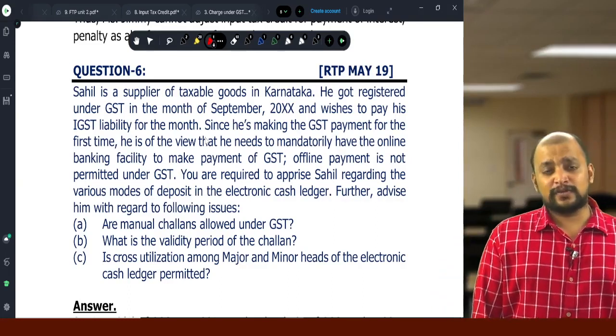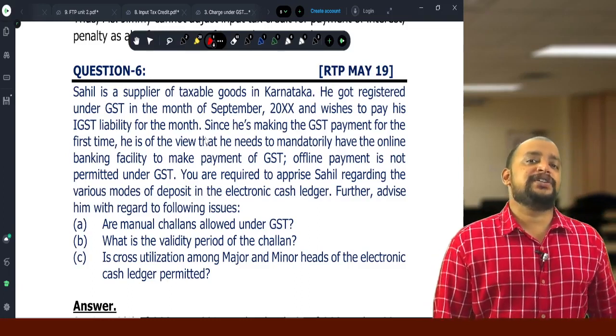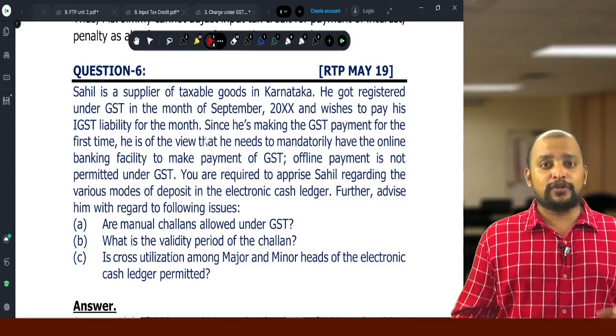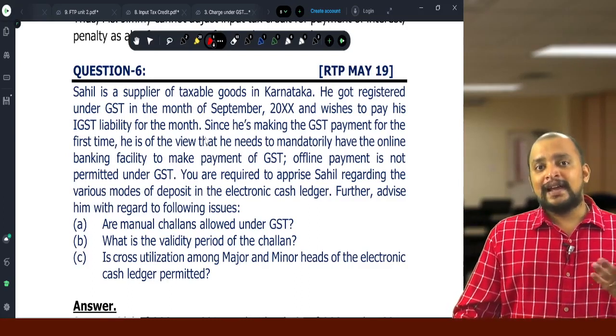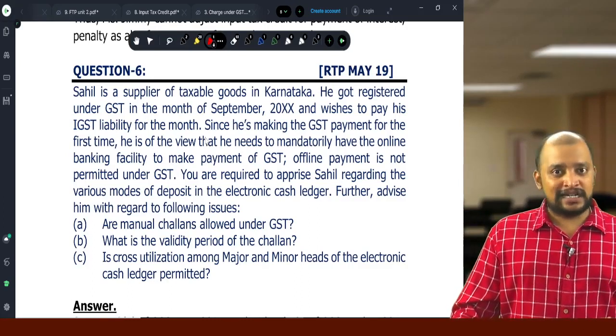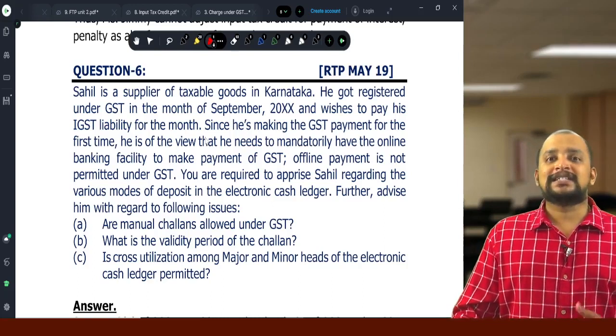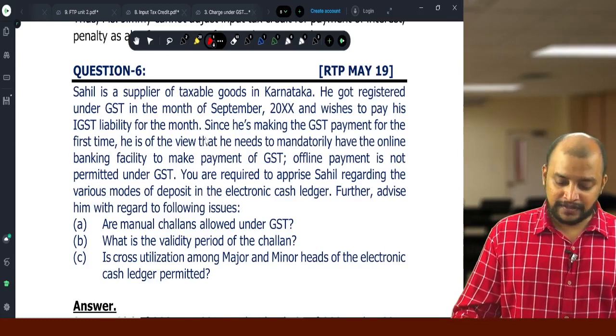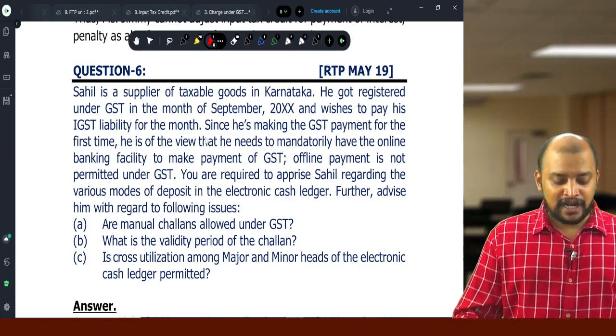What are the various modes of deposit in the electronic cash ledger? Total 4 modes are there. 2 online modes and 2 offline modes. The 2 online modes are net banking, and debit card and credit card. The 2 offline modes are NEFT, RTGS, and over the counter cash deposit. Further advising with regard to the following issues.